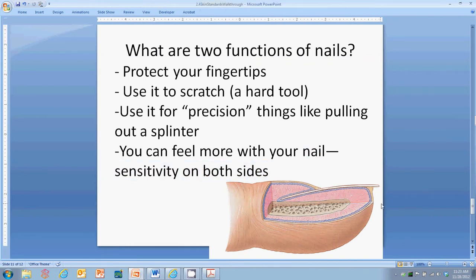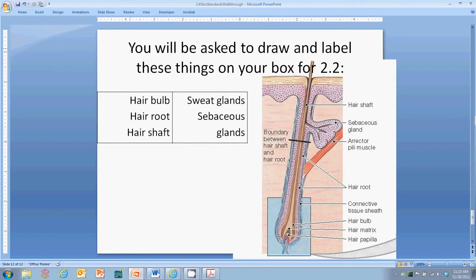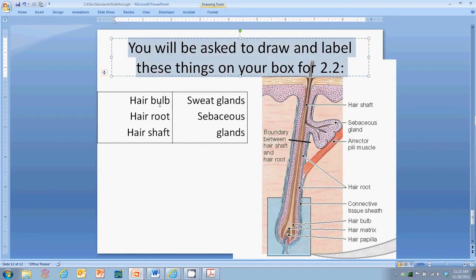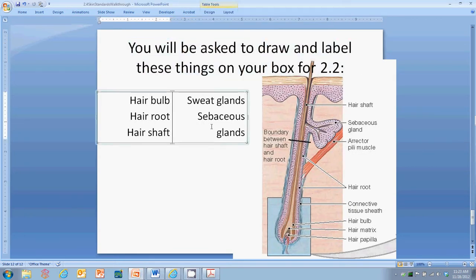We want that on our fingertips because that's the part of our body that touches everything, right? We use our hands to grab everything. We want it to be sensitive to take care of it. You will be asked to draw and label these things on your box for 2.2. Hair bulb, root, shaft, sweat glands, sebaceous glands.